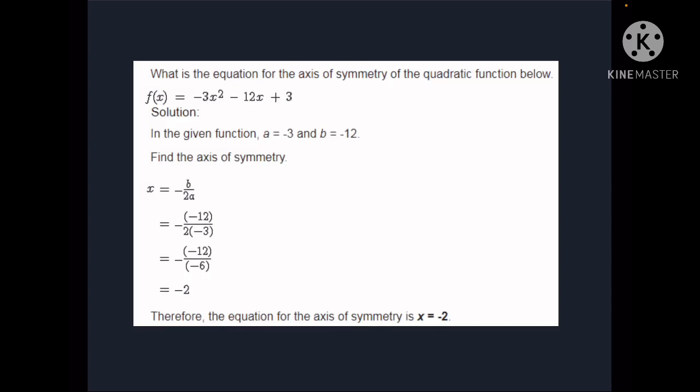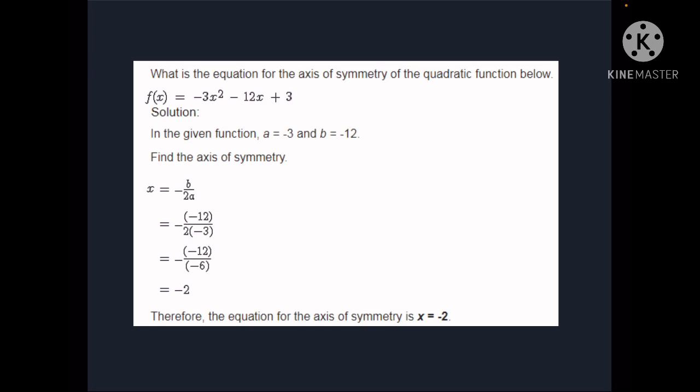Here we have another drill or question to help us understand this explanation. What is the equation for the axis of symmetry for this quadratic function, which is negative 3x to the power of 2 minus 12x plus 3? Our solution: in this function, a is negative 3, and b is negative 12.